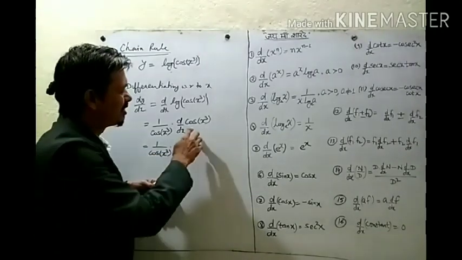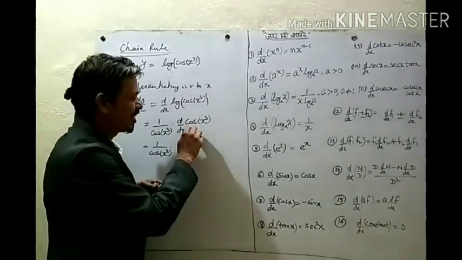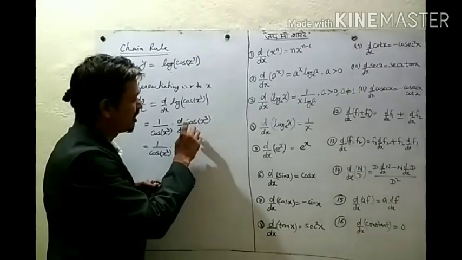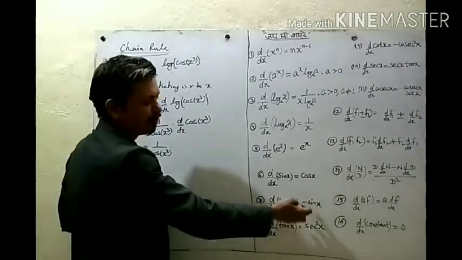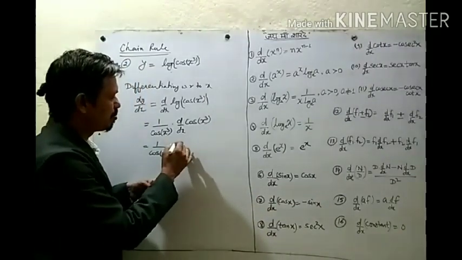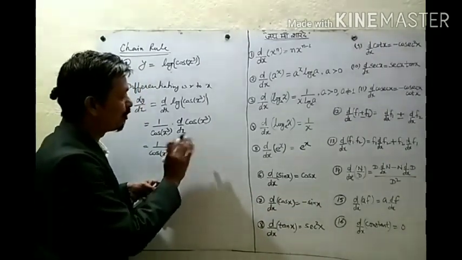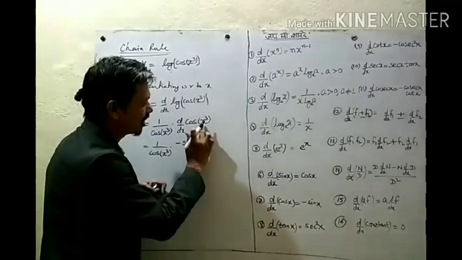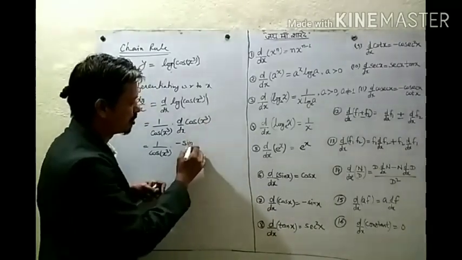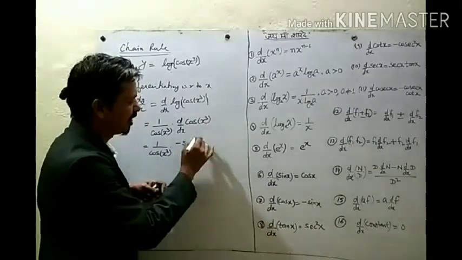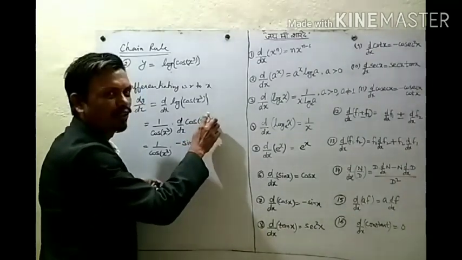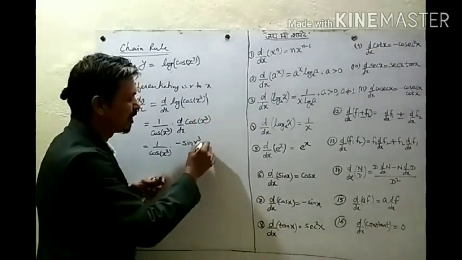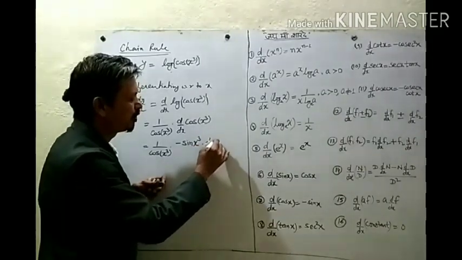Now it is starting with cos, so it is in the form of cos x, and the derivative of cos x is minus sin x. So we can write minus sin of x cube. But again it is not actually x, so we differentiate x cube again, into the derivative of x cube.